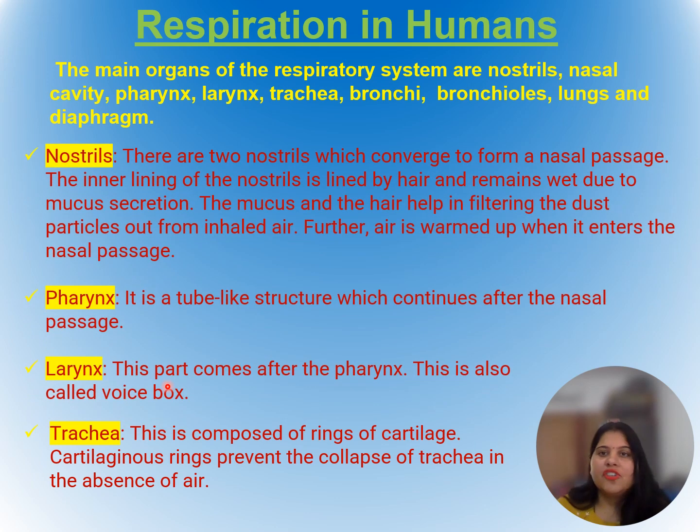Now we'll see respiration in humans. We will see what the main organs involved in the respiratory system are. The main organs involved in the respiratory system are the nostril, nasal cavity, pharynx, larynx, trachea, bronchi, bronchioles, lungs, and diaphragm. In the same manner you have to learn, and in the same manner you have to explain about these main organs. First is the nostril.